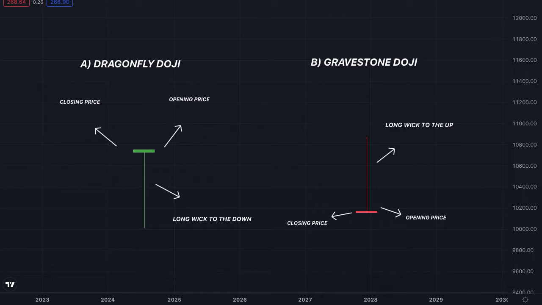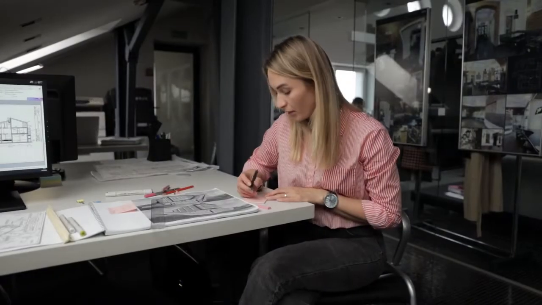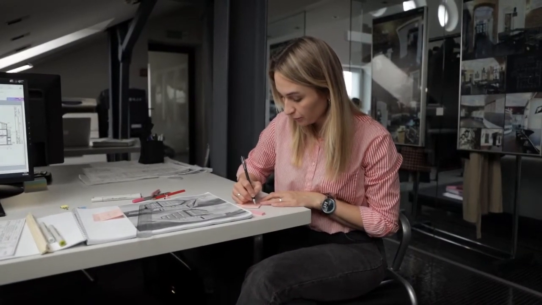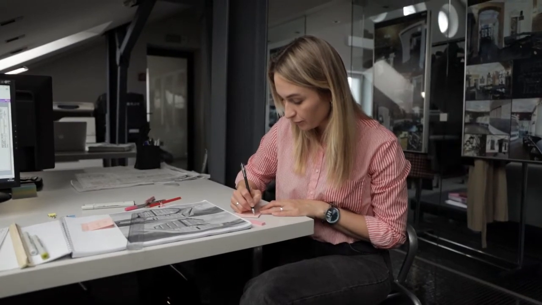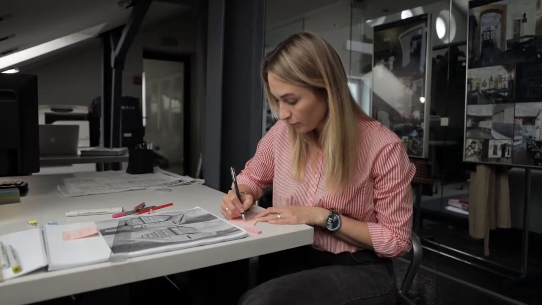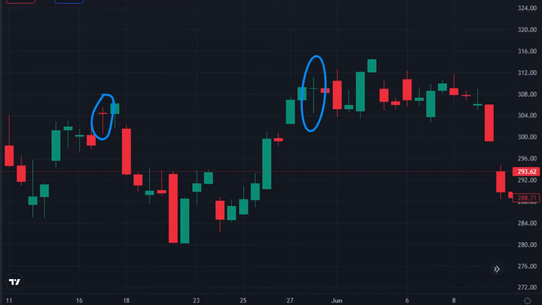Same thing goes for Gravestone Doji. The Gravestone Doji has a long wick to the up and a tiny body to the down. When you see this candle at your supply point of interest, you need to put it into consideration as your confirmation, then you can place your trade, just like these images right here.